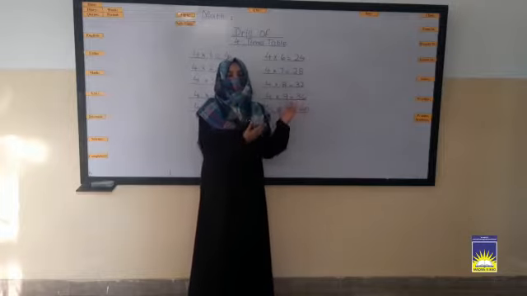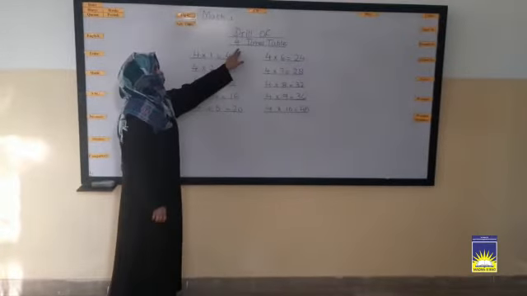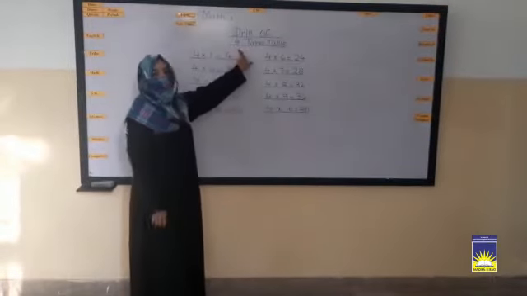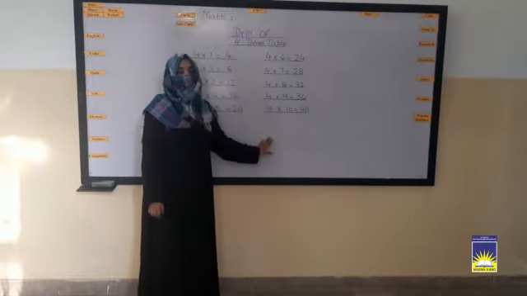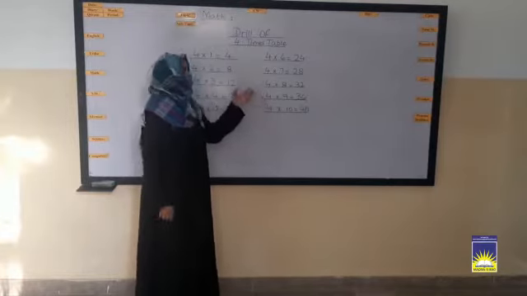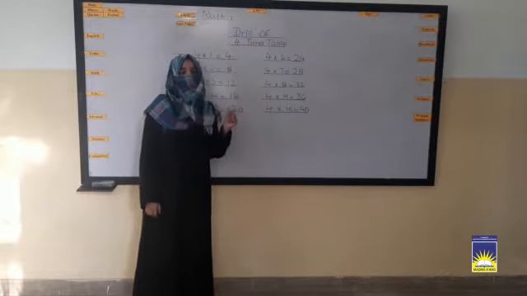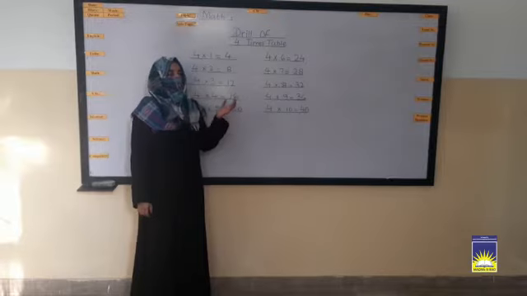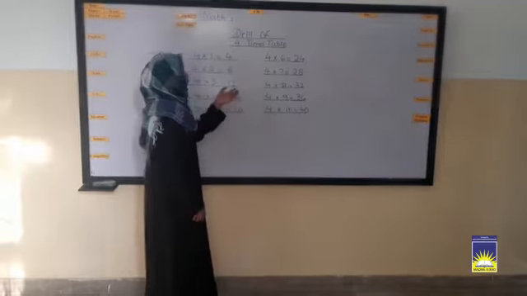Okay class, as you can see on the board, today we are going to do a drill of the 4 times table. Drill means today we are going to learn how to read the 4 times table. Okay, you all know how to learn, read and write the 2 and 3 times tables, but now we are going to learn about the 4 times table. So this is drill practice.